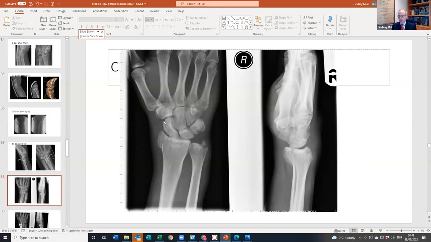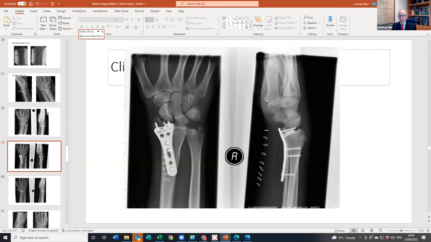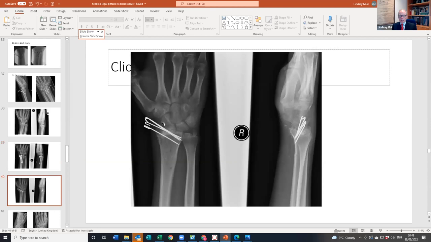This man here, not one of mine, I'm pleased to say, has this plate put on. If the plate's lying obliquely across the radius, then this is unlikely to give you such a great result. And so this had to be revised, and revised just to some K-wires. Fortunately, the KY has obscured the fracture.